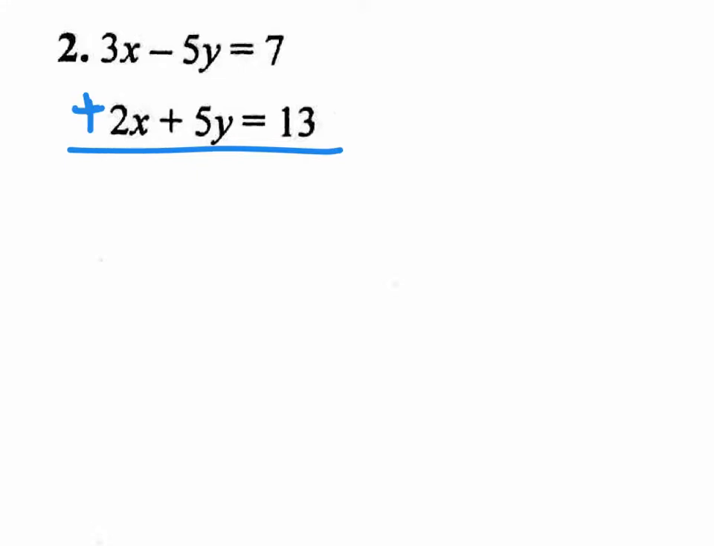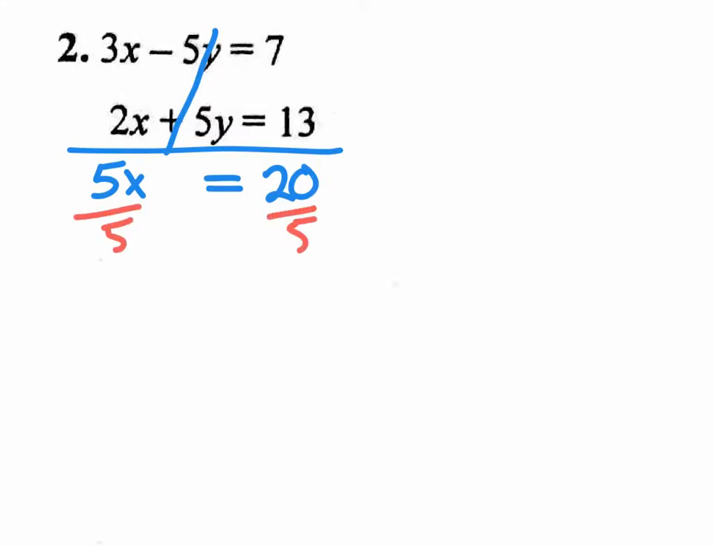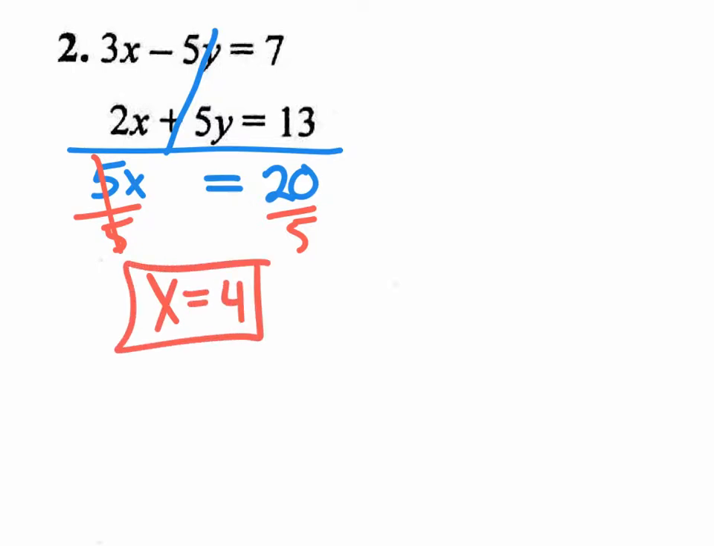You know what? I know some people get thrown off with the plus sign. I'm just going to erase it. I'm just going to combine 3x and 2x, and I'm going to get a total of 5x's. And then I'm going to combine the negative 5y and the positive 5y, and that's where it eliminates. The equal signs are going to come down, and 7 plus 13 is 20. All we have to do now is divide by 5, and we're going to have x equals 4. You have one answer. You need the other answer.